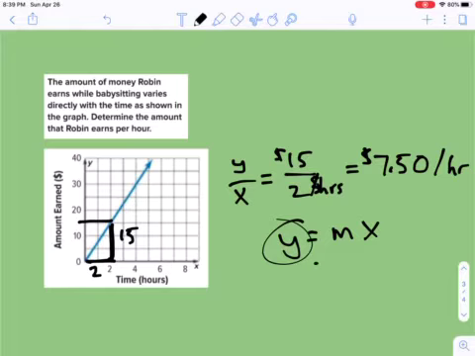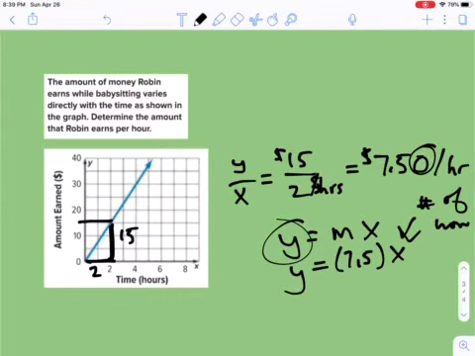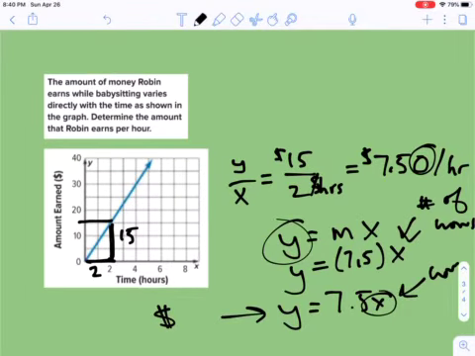Your M would be your rate, your 7.5, because we don't need that 0. It's just kind of unnecessary. And then times your X, and your X would be the number of hours. And then that's how you would figure that out. So your direct variation equation would just be Y equals 7.5X. And this Y will wind up telling you how much money she makes depending upon how many hours she works.